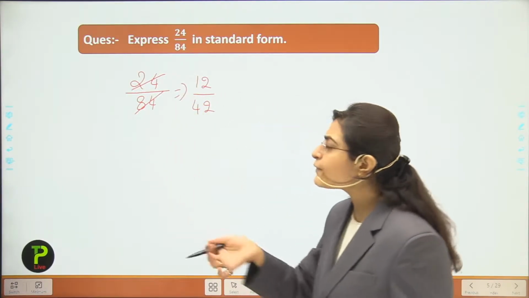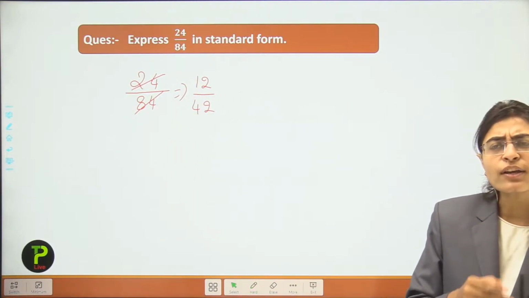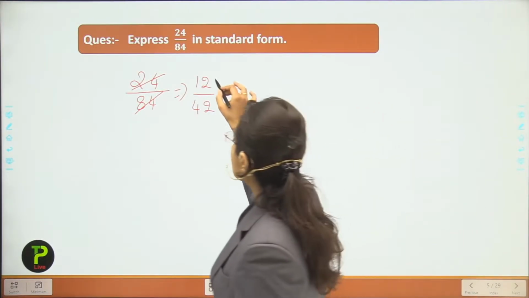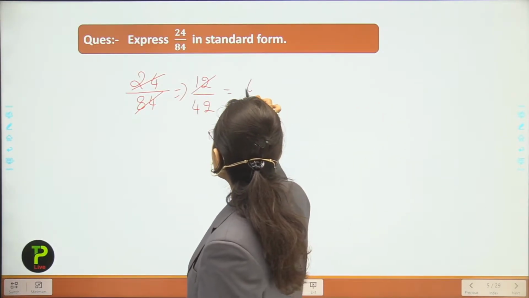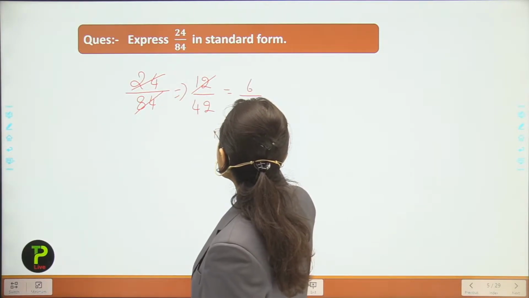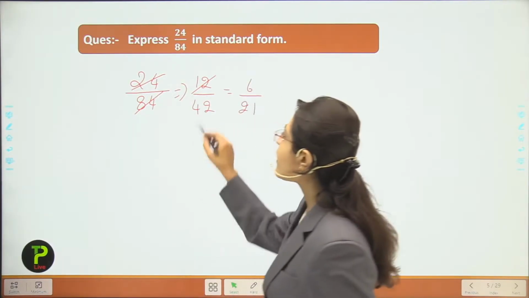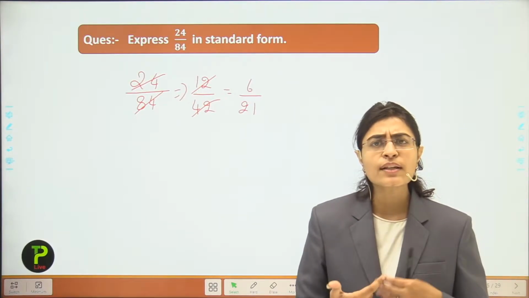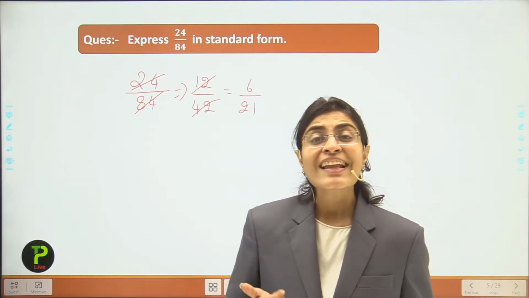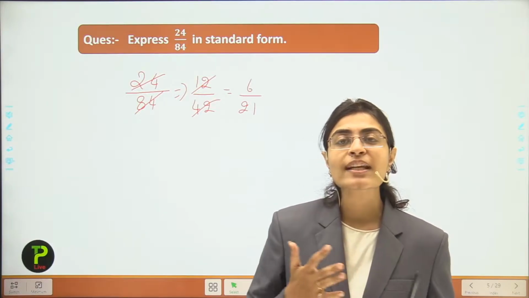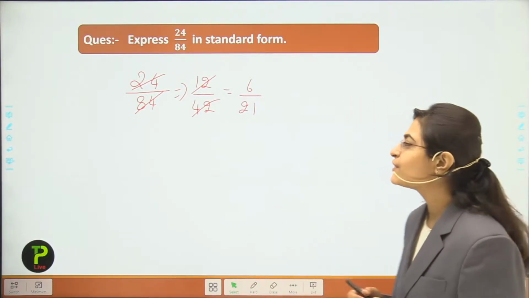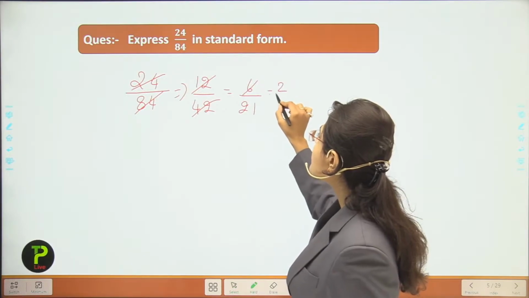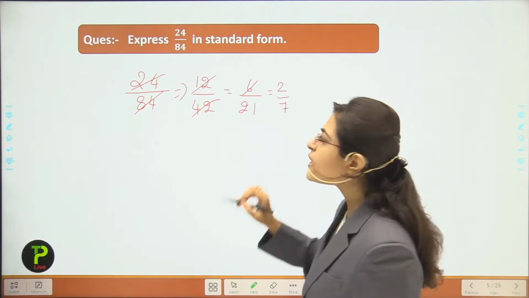Now 12 and 42. 12 and 42 also comes in a table of 2, isn't it? So here 2 6s are 12 and it will be 21. Right. Now 6 and 21. 6 and 21 comes in a table of 3. Right. So here let us cut them by 3. So 3 2s are 6 and 3 7s are 21.